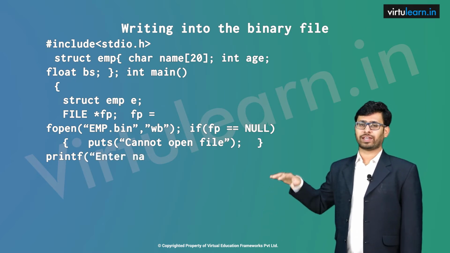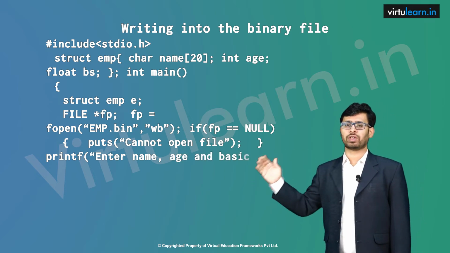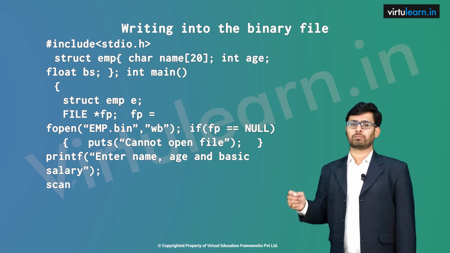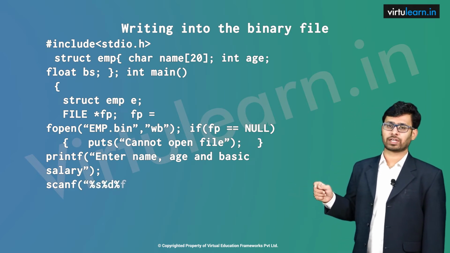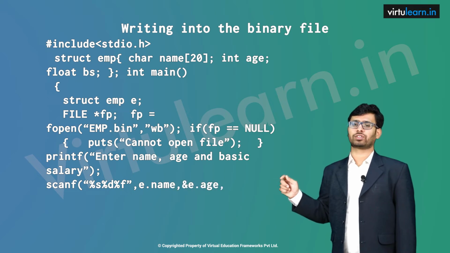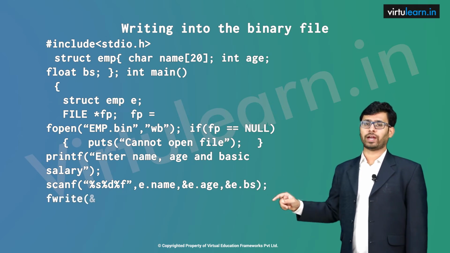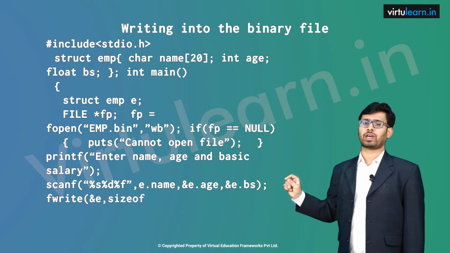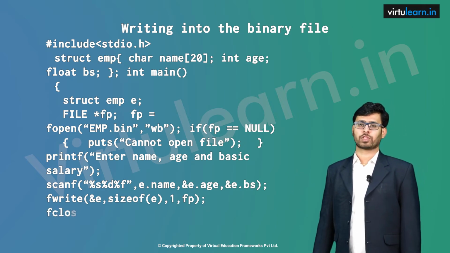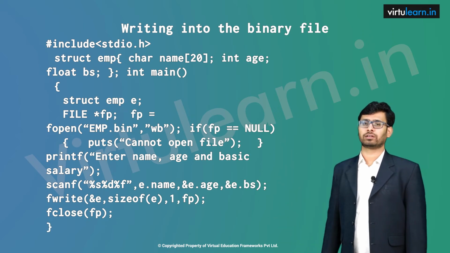Else, go to the next block, that is printf, enter: we are asking the user to enter the name, age, and basic salary. Using scanf, we are reading these three parameters, that is scanf %s %d %f. Within this we read e.name, comma, address of e.age, comma, address of e.b. Then fwrite of address of e, comma, sizeof e, comma, 1, comma, fp. Next we need to close the file pointer. So this is how we write data into a binary file.